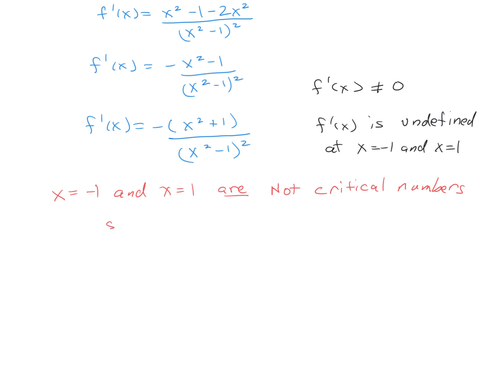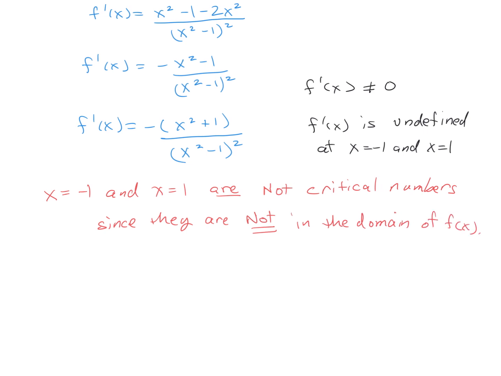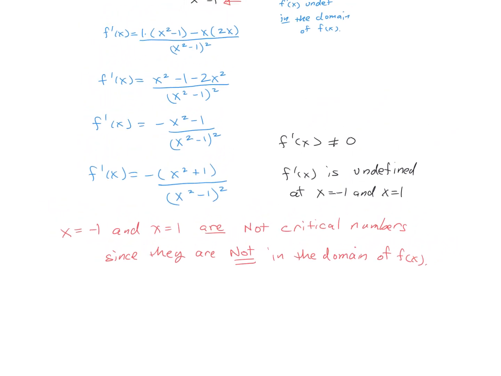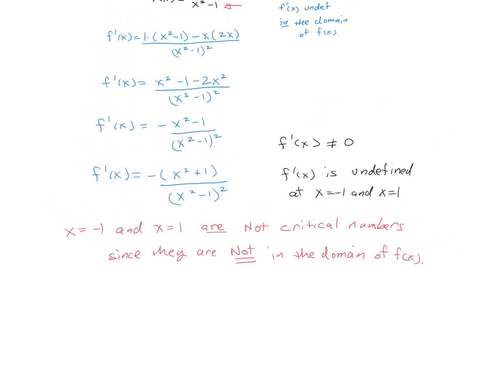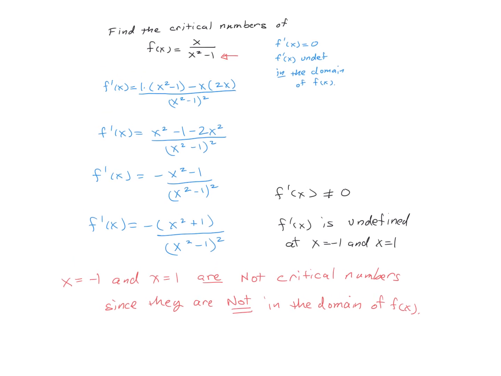Since they are not in the domain of our original function f of x. So it's very important to observe the fact that when you have numbers that are not in the domain, they cannot be critical. That is one of the key parts of the definition of being a critical number for a function.